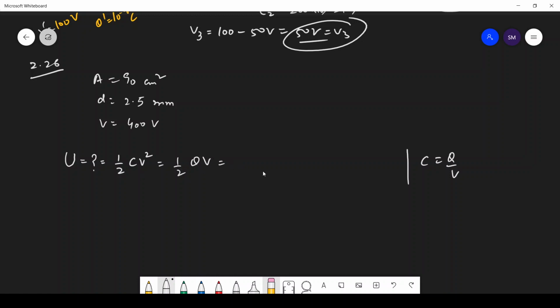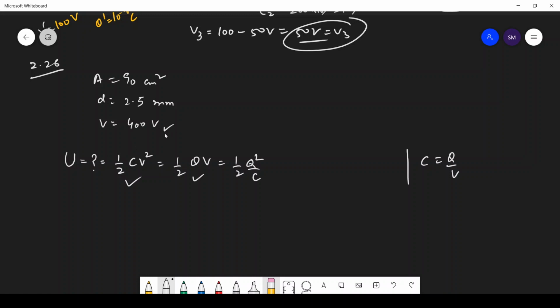Now you can put the value of V, V is equal to Q by C. So Q square by C square. So one C will be cancelled out, and I am left with Q square by C. So these are the two formulas. These two are used very commonly.